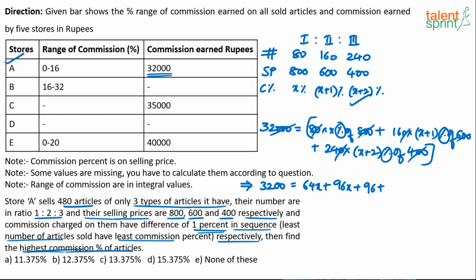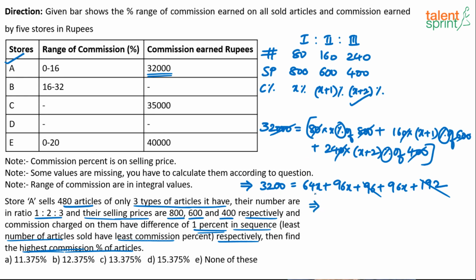And the last part here, 24 into 4 again is 96. 96 times of x plus 2. So that is 96x plus 96 into 2 is 192. Simplify for x. So what happens? 96 and 192 is 288. Right? 288. 3200 minus 288.